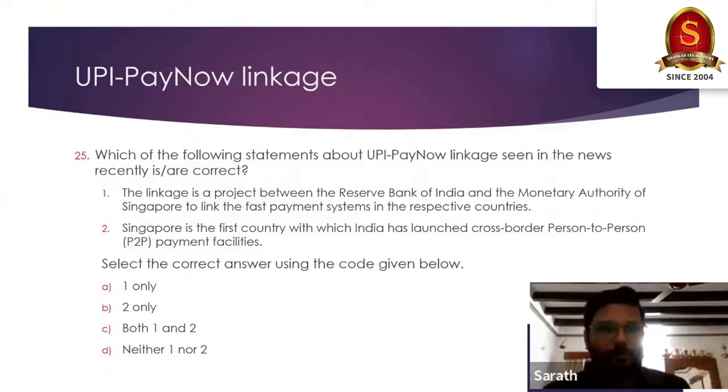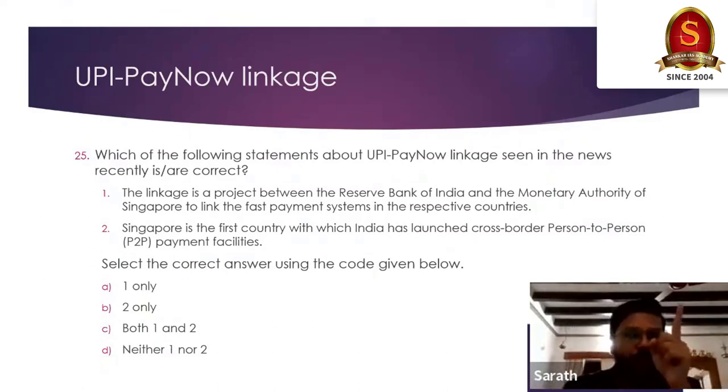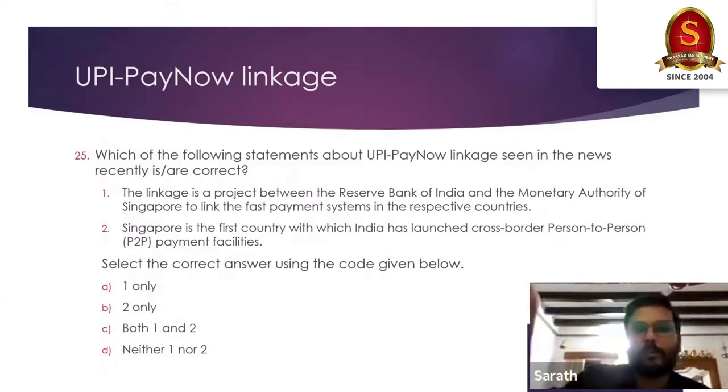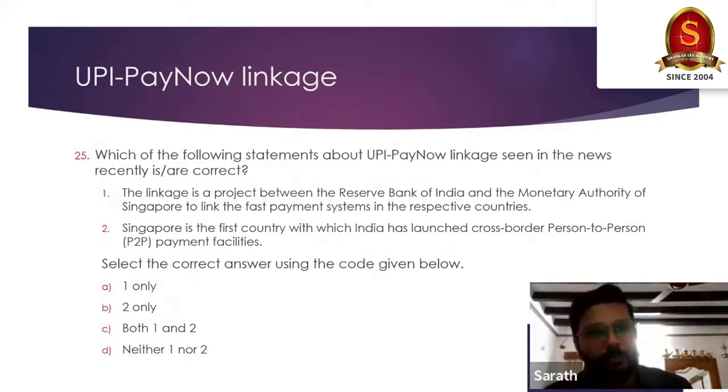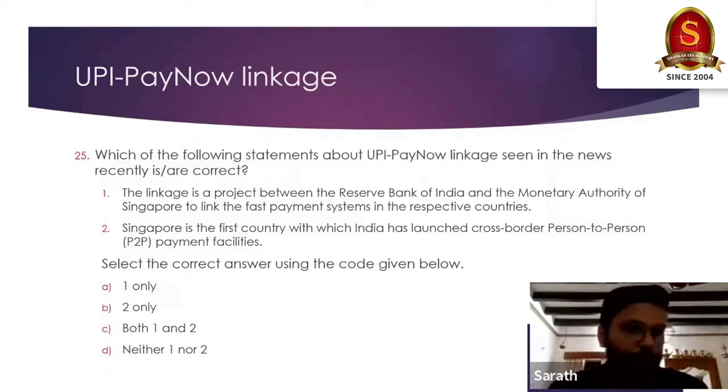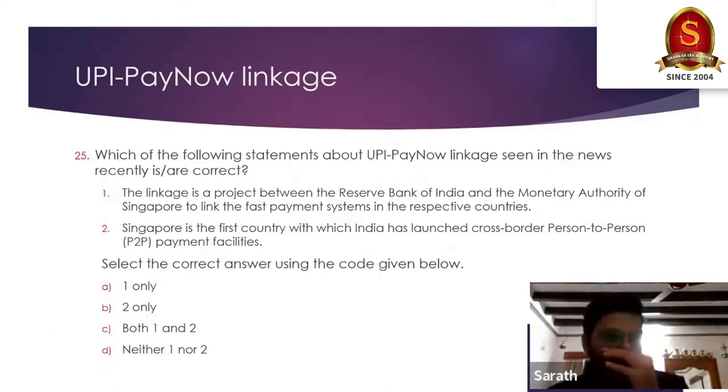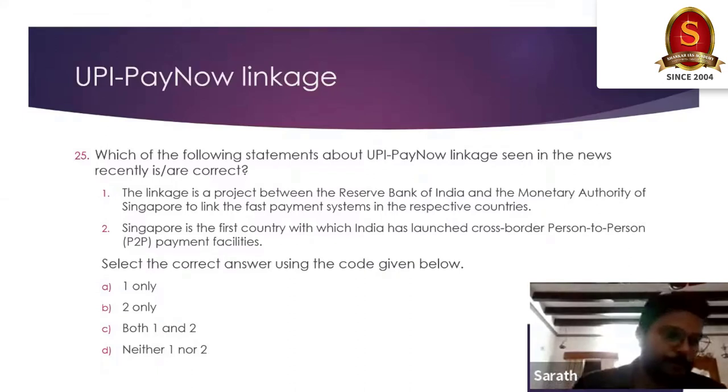India has UPI, which is a fast payment system. Similarly, Singapore has a mechanism called PayNow. With the link between UPI and PayNow, you can now transact from UPI to PayNow. So we can easily send money from India to Singapore or Singapore to India. And India has a lot of expat population in Singapore, so this gains prominence. Transactions between the countries now become faster and much more efficient. So 25, the answer is both the statements, 25C, both 1 and 2.